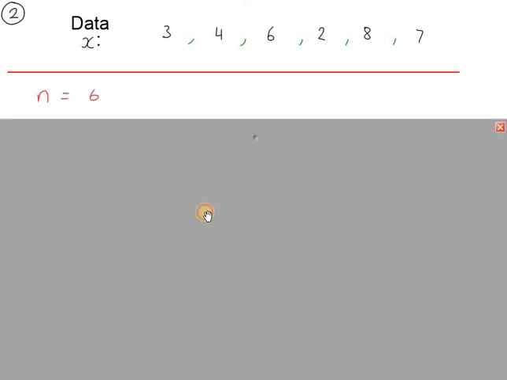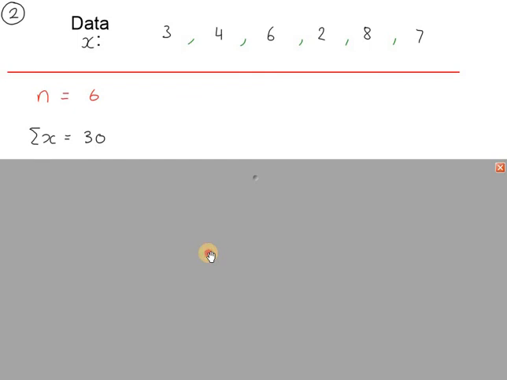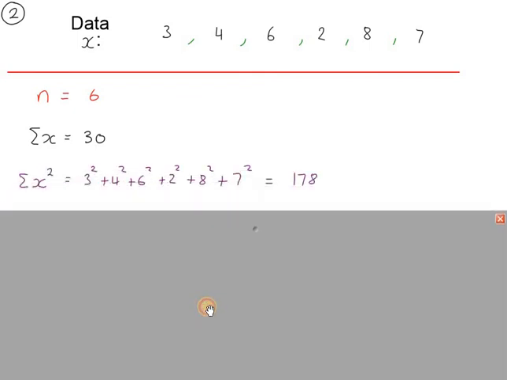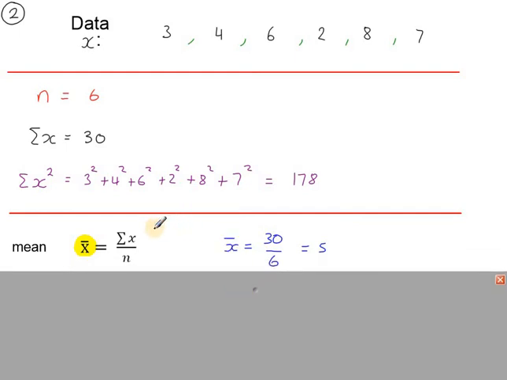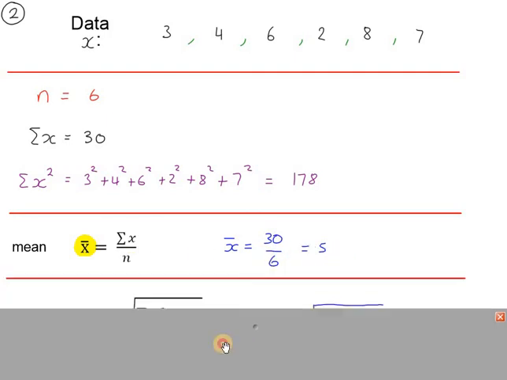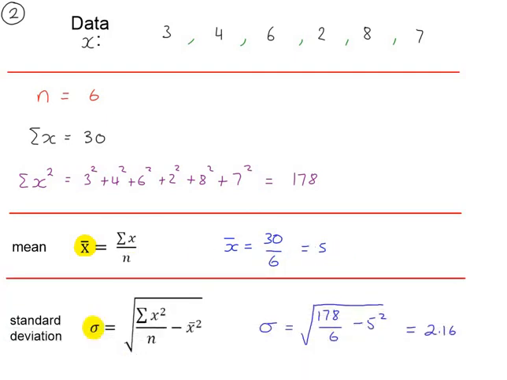So we have 6 data values, n equals 6. We add up the data values, that's 30. We square all of the data values and add them up, we get 178. Then to work out the mean, we take sigma x, which is 30, divided by n, which is 6, so the mean is 5. And then we substitute those values into the formula for the standard deviation, and we get 2.16. So the standard deviation here is measuring the dispersion of this data from the mean.